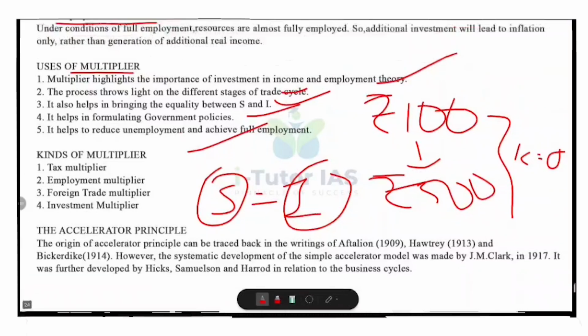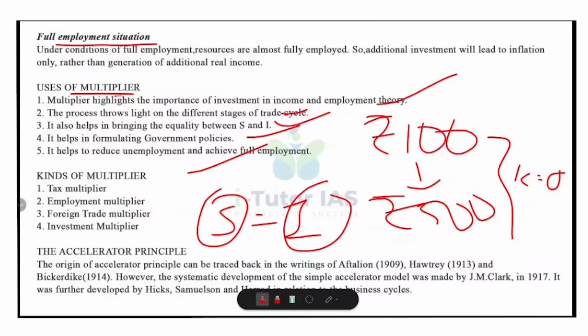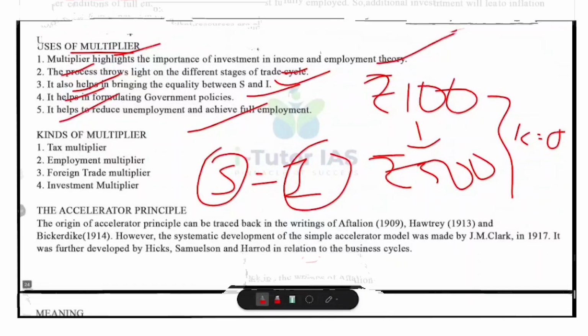So what are the uses? It highlights the importance of investment, shows how small investment changes cause large income changes. Then it explains trade cycle, that is it describes expansion and contraction phases. Then it brings equality between savings and investment. It explains equilibrium income mechanism. Then it helps government policy, that is used for fiscal and employment planning, and also it helps to reduce unemployment by generating jobs and promote full employment.